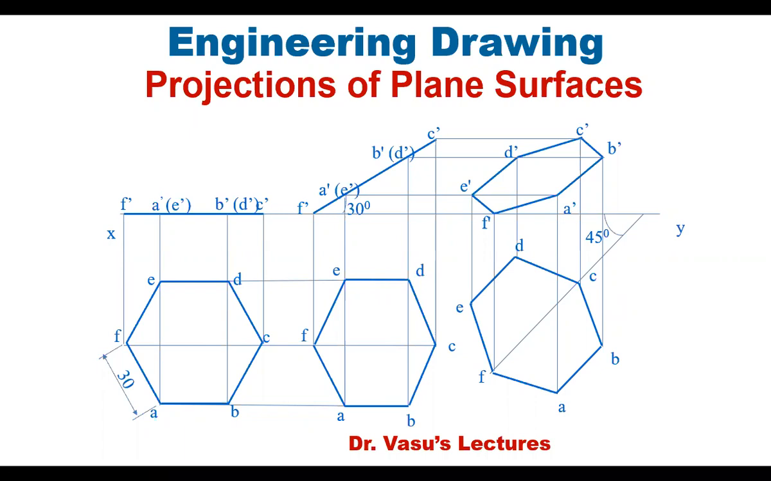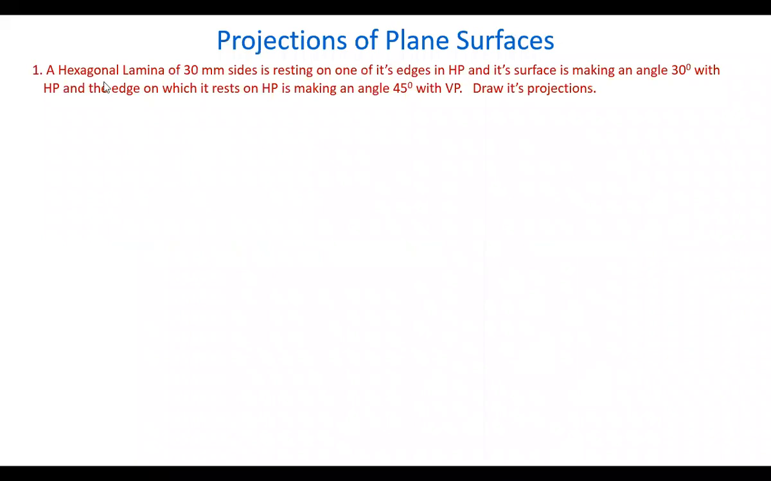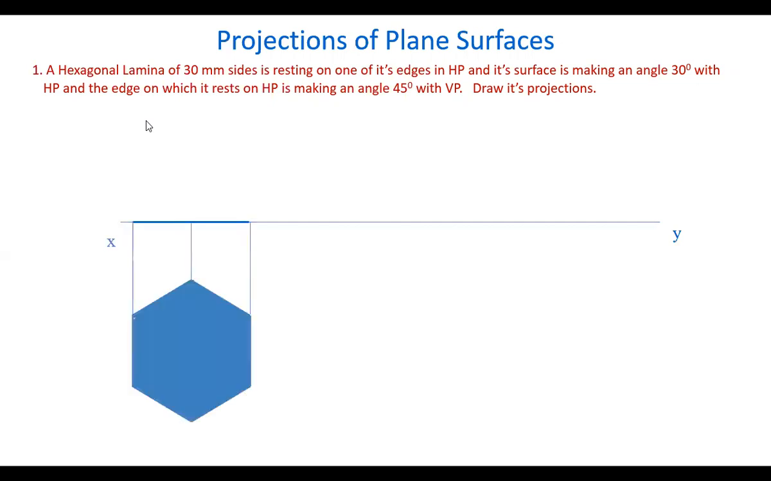Now, in this video, you are going to see a hexagonal lamina surface making an angle with both the planes. Now let us see how. A hexagonal lamina of 30 mm side length is given, resting on one of its edges in HP. That means something is there on the horizontal plane. Its surface is making a 30 degrees angle with the HP. So the surface is making an angle with the HP. That's why the plane is taken like this initially in HP.